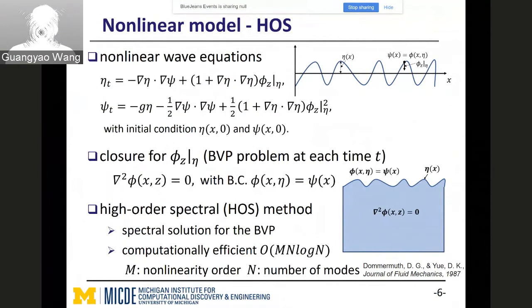There are two basic nonlinear wave equations which correspond to the kinematic and dynamic boundary conditions on the free surface. In the equation, eta denotes the surface elevation, and phi denotes the velocity potential, and we use psi to represent the potential on the free surface. And phi_z, which is equal to partial phi partial z, represents the vertical velocity of the free surface.